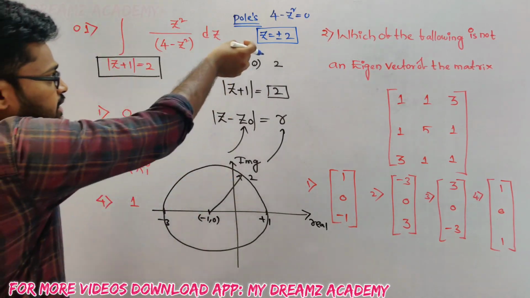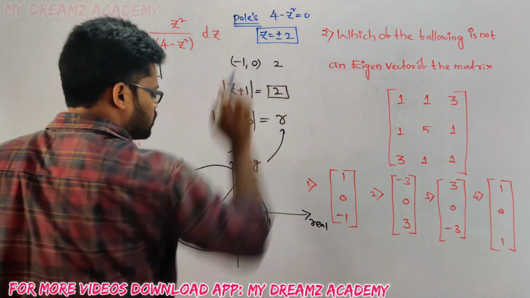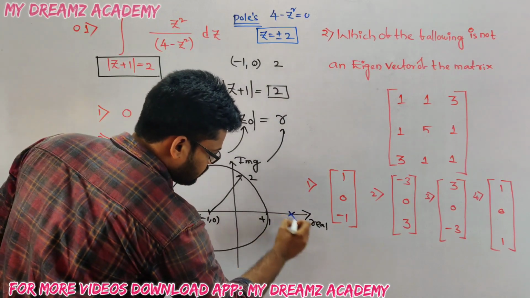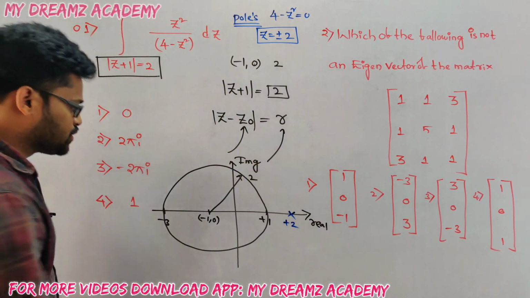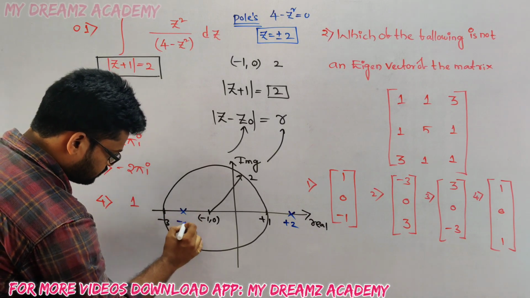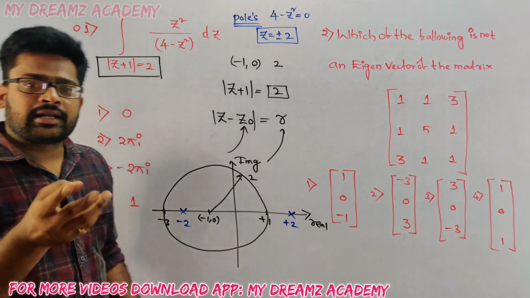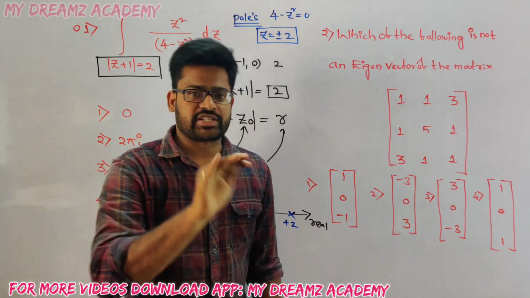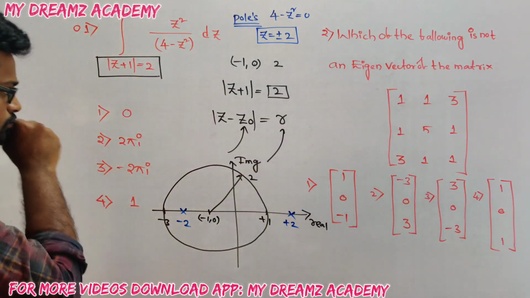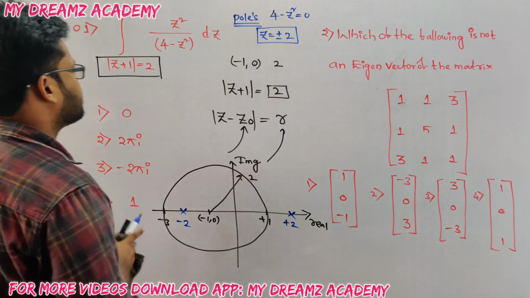So indicate those poles in the complex plane. z equals plus 2, and next z equals minus 2. One pole is inside the circle, another pole is outside the circle. Now we need to solve this question with this information.